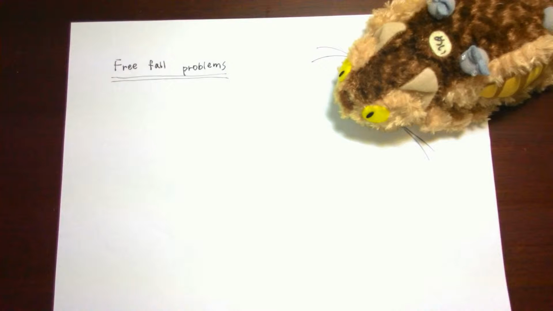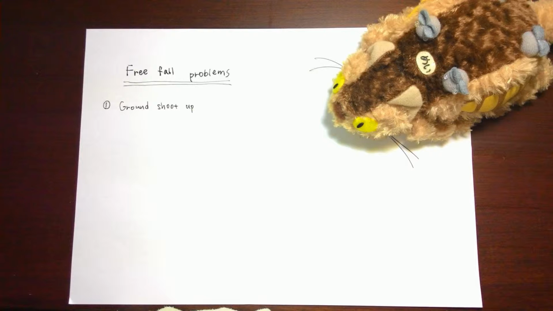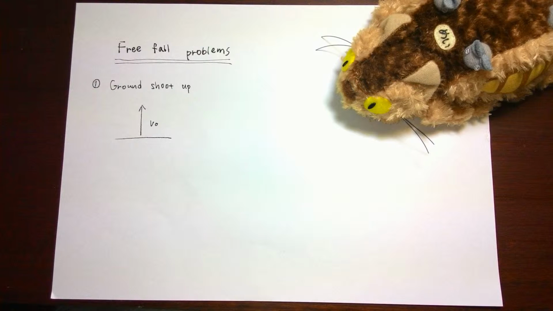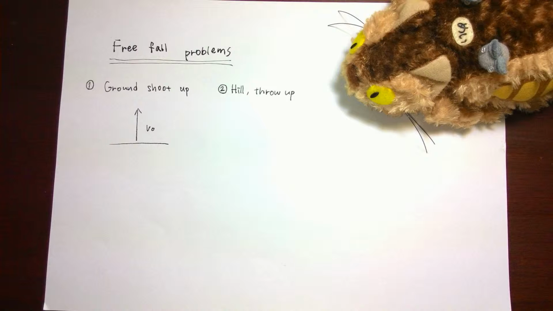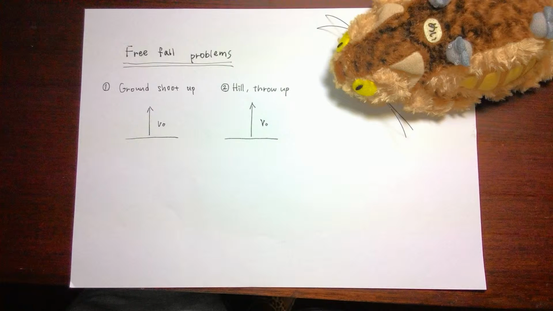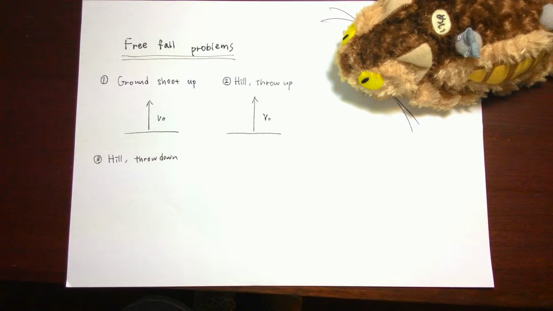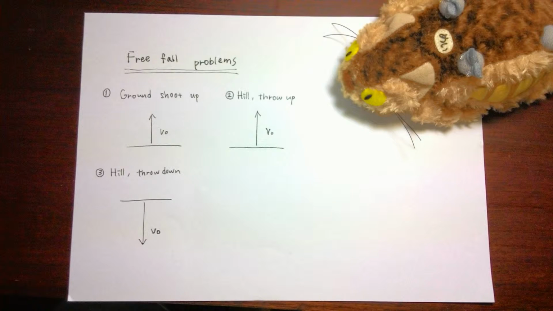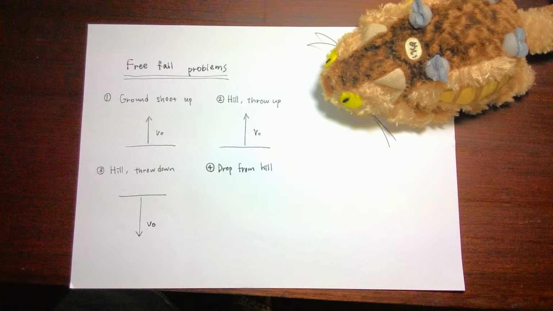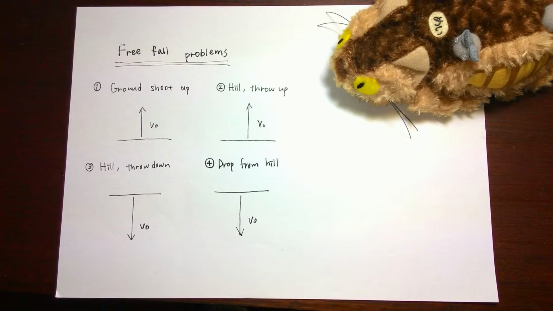Free fall problems. There are 4 different types of questions that they could ask. The first one is where we're on the ground and we shoot it up. The second one, the question could be we're on the hill and we throw it up with initial velocity. The third one is on the hill and we throw it down with initial velocity. The fourth one is we throw it horizontally from the hill, with initial velocity.